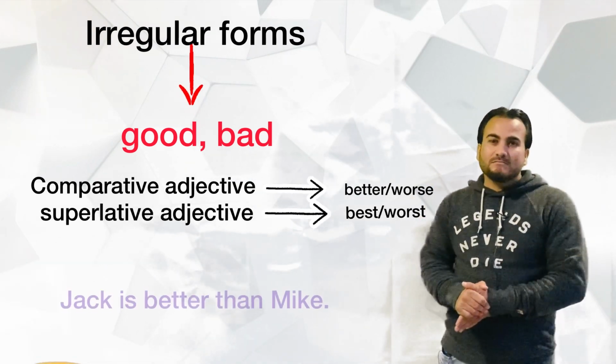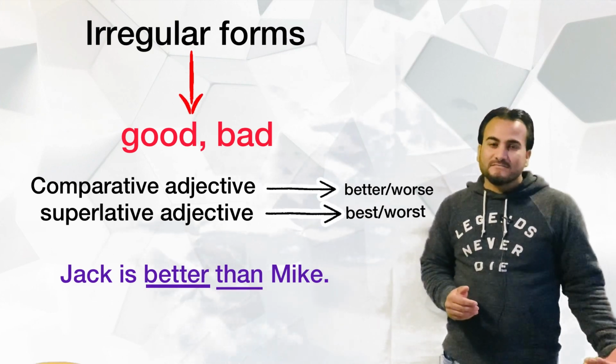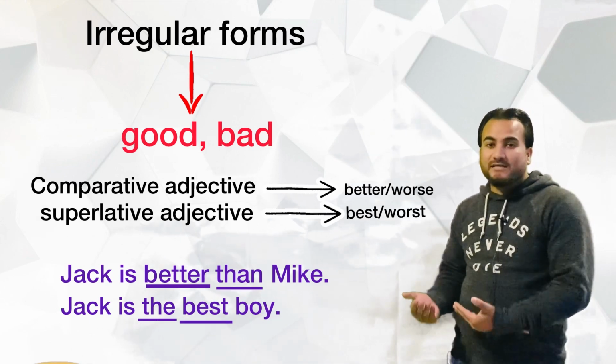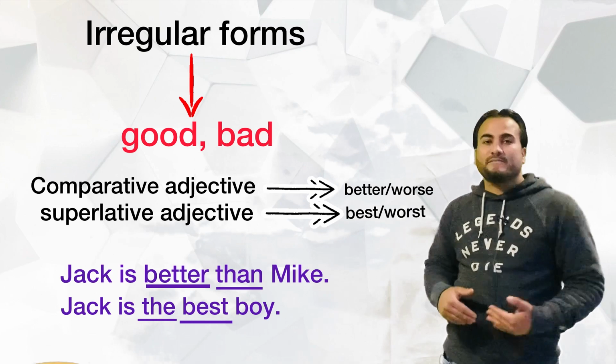For example, Jack is better than Mike. Okay, and Jack is the best boy or the best student or the best man, whatever.